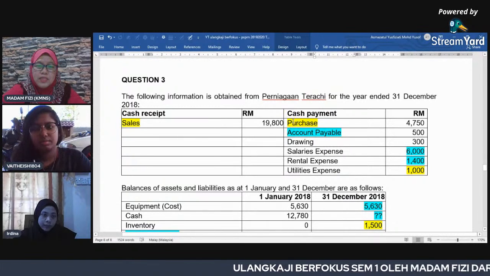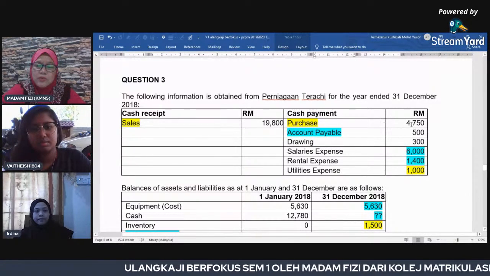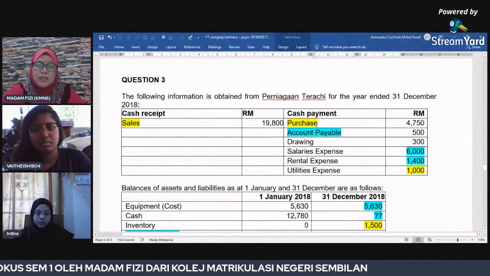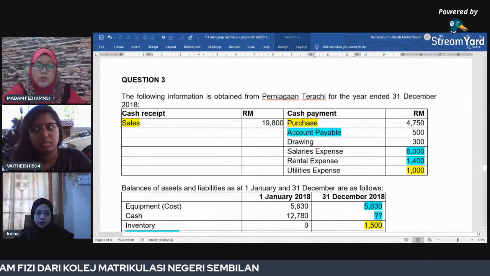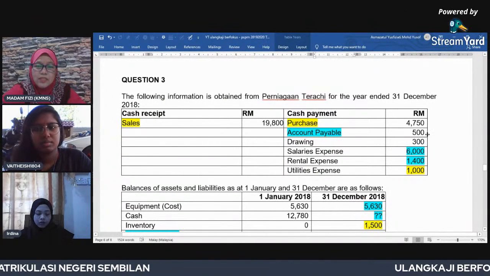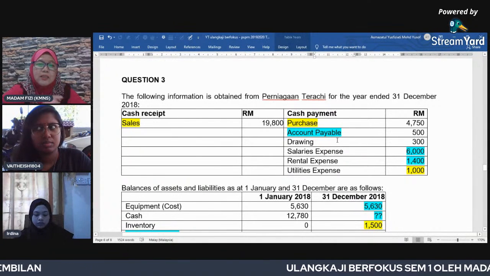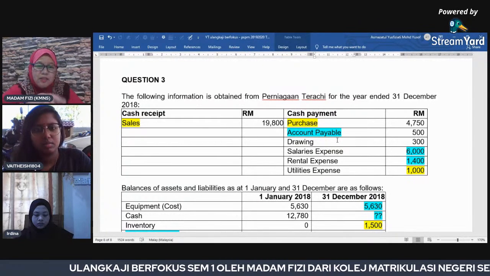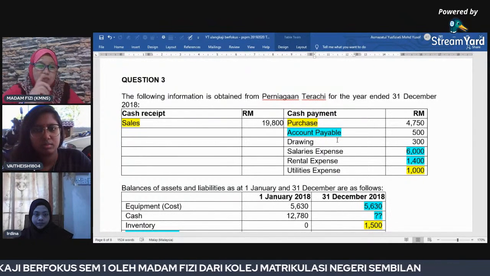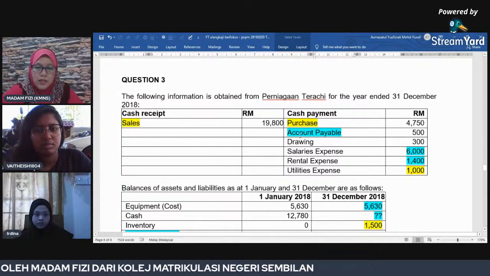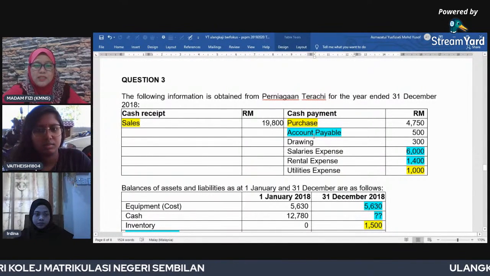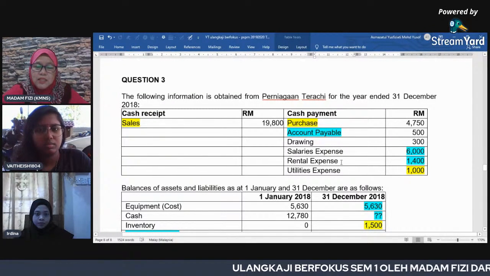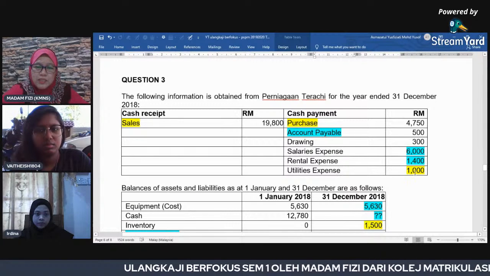Okay, but for purchase you can see that purchase 4,750. Okay, stated purchase. That's mean this is the cash purchase. And you also can see accounts payable 500. That's mean ada credit purchase. Okay, so that's mean you have to kira, okay, or you can draw the T accounts for accounts payable to get the credit purchase. Okay, and then you can see here salary expenses, rental expenses and utility expenses.